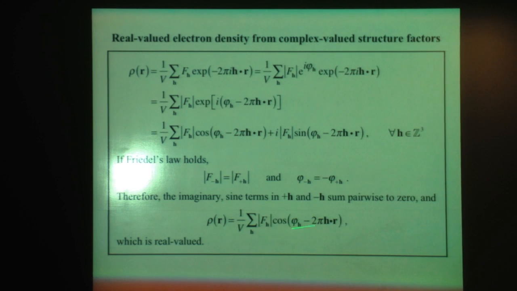So we get, and that's real value, okay? The amplitude, which is real value, times this cosine. No more i's here. So we have real valued electron density, even though we start with complex valued structure factors. So all of the underlying theory makes common sense. The density distribution, we intuitively know, should be real value. And furthermore, we'll apply to it the condition that it should be non-negative.